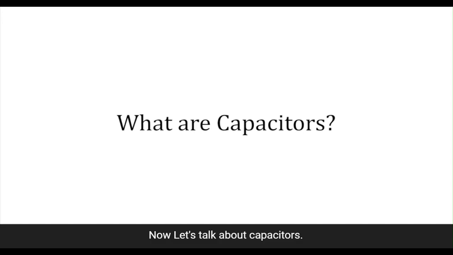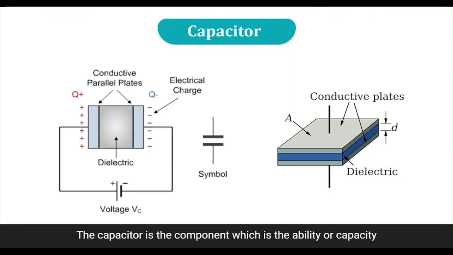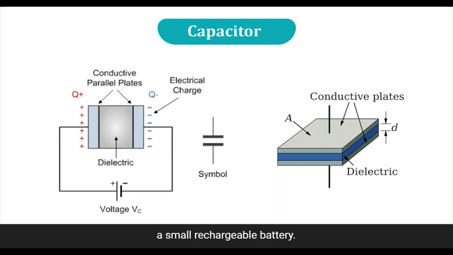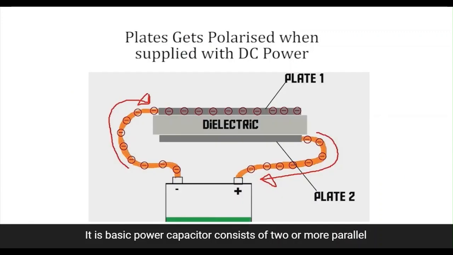Now let's talk about capacitors. The capacitor is the component which has the ability or capacity to store energy in the form of electrical charges, producing a potential difference, that is static voltage, across its plates, much like a small rechargeable battery. In its basic form, a capacitor consists of two or more parallel conductive metal plates which are not connected or touching each other but are electrically separated either by air or by some form of good insulating material such as wax paper, mica, ceramic, plastic, or some form of liquid gel as used in electrolytic capacitors.